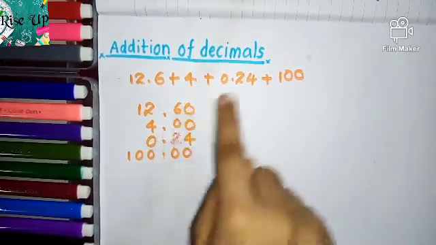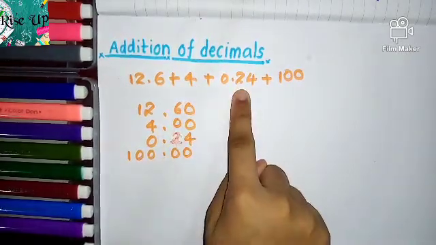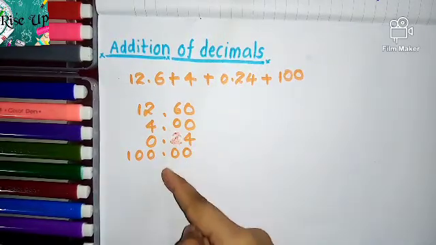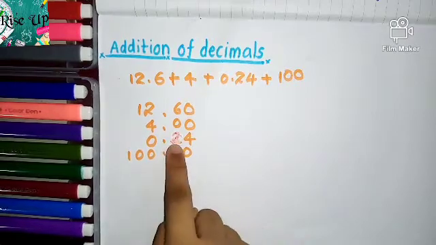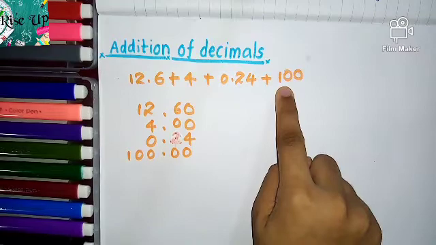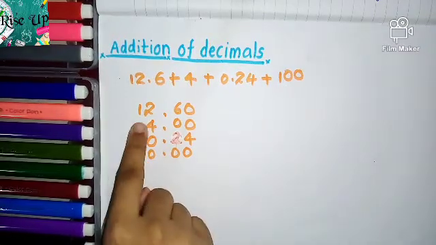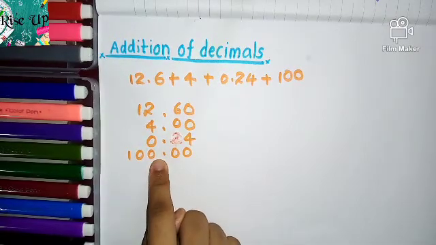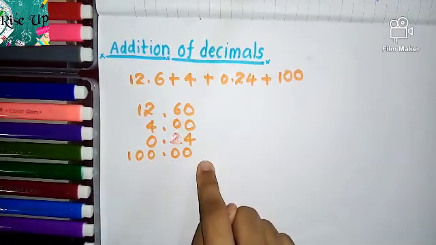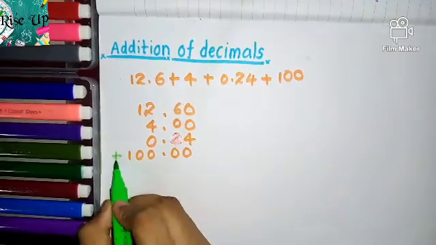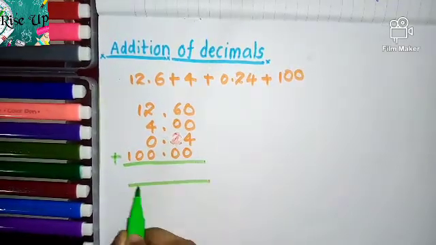So 0.24 is the next number. There 0 is placed before the decimal and 2, 4 are placed after it. Here also I have arranged according to the linear way of decimals. Then 100 is just a whole number. So I wrote 100, and after 100, just like 4, I placed the decimal point, and after that everything is 0 because it has no value anyway. So now we are going to add this. So I put the addition mark and I'm going to add this.